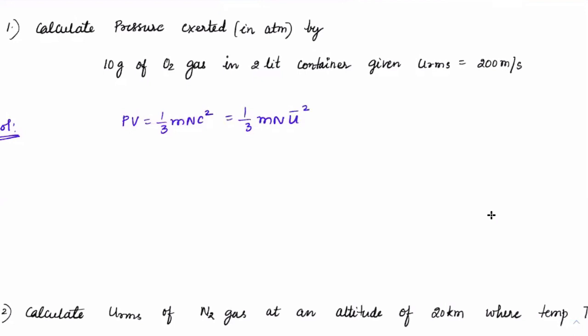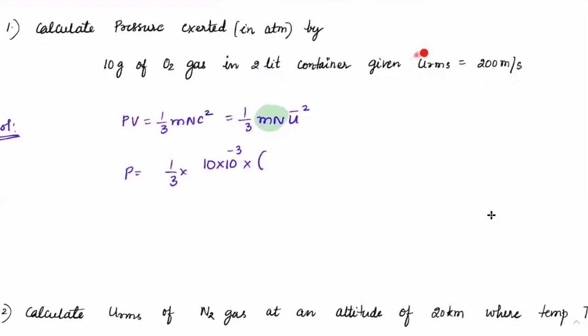Now, here, if you check out this m into n, that is the total mass of that gas, which is already given as 10 grams of O2. So this mn itself is 10 grams, which means pressure would be equal to 1 by 3 times 10 grams. I have to convert that into kgs, so 10 raised to the power of minus 3, into u square.